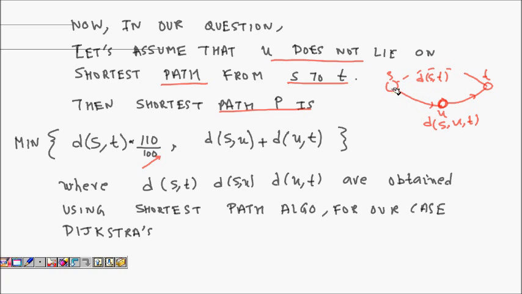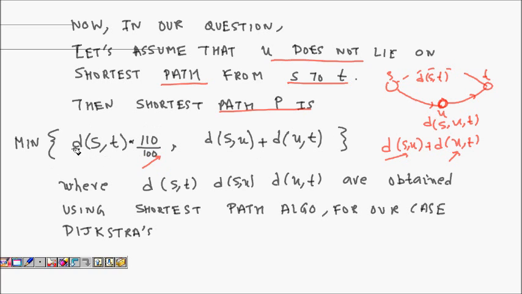The shortest path will be the shortest path from S to U and then the shortest path from U to T. That will be the shortest path from S to T if I have to stop at U. So the shortest path from S to T if I am going via U will be d(S,U), then d(U,T). These are the shortest path from S to U and from U to T.